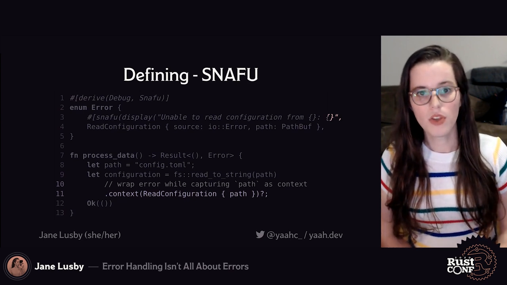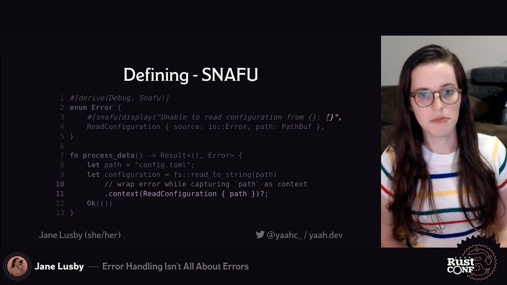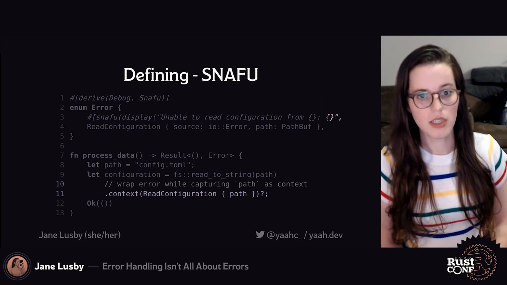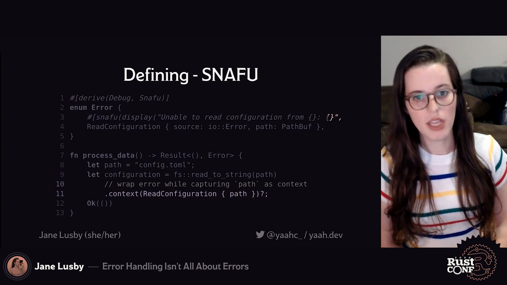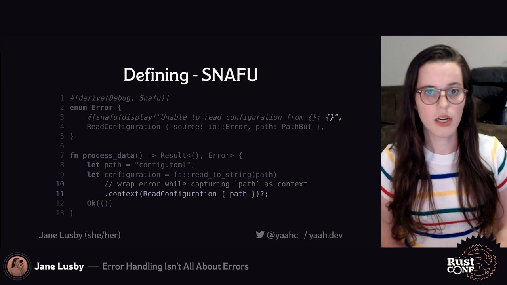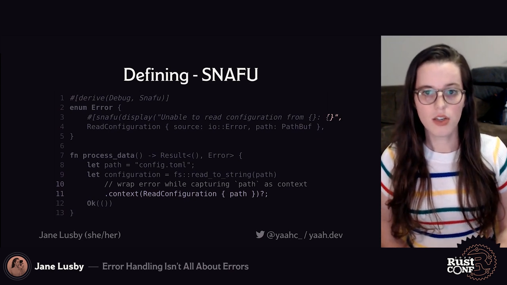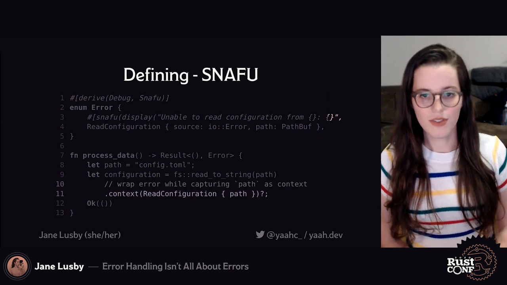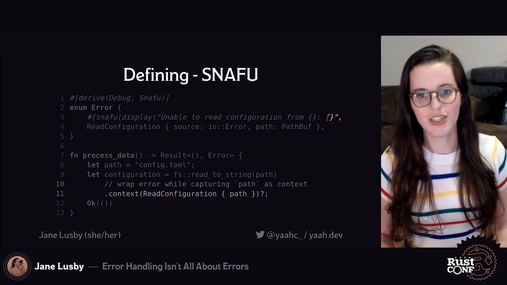You may notice that the source member is missing here. This is because the context function implicitly passes along context like the source and the backtrace, making it so you only have to capture additional context that is unique to your error variant. It then internally creates the correct wrapping error variant from your enum, and you can think of this as syntax sugar for map_err.